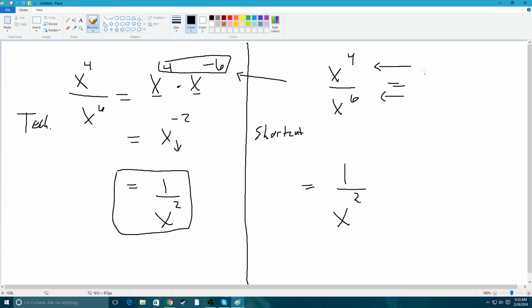Another way to think about this is x times x times x times x. On the bottom, this is 6 x's. Reduce whatever you can reduce. There's 2 x's left on the bottom, so this is equal to 1 over x squared.